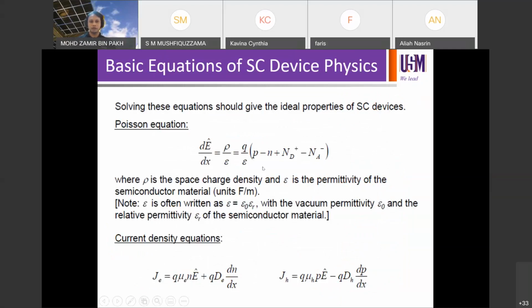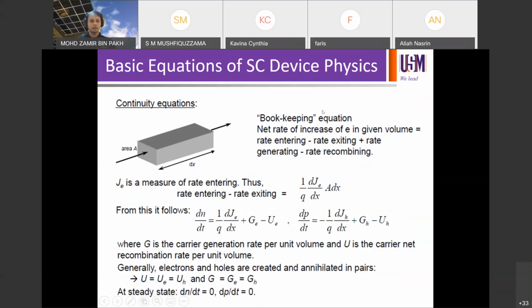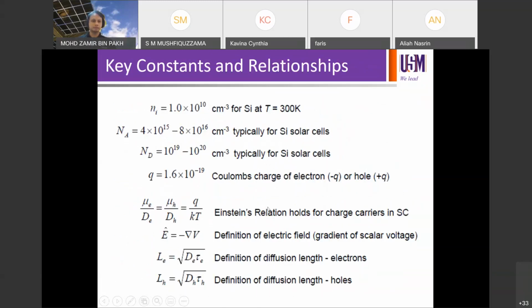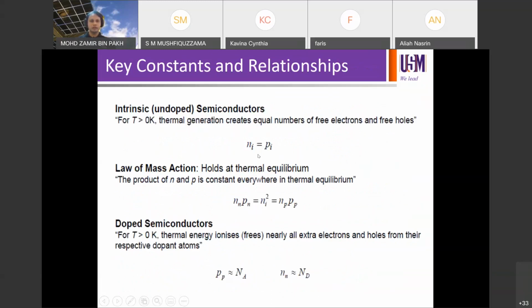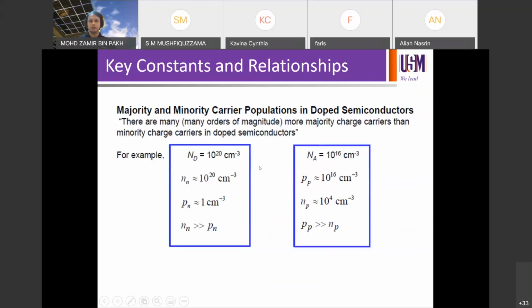So these are some equations that we've learned before. We're going to learn this Poisson equation when we talk about the p-n junction later on. And we've also discussed this current density equation when we talked about carrier transport phenomena, which is dominated by drift and diffusion of both carriers. Then the continuity equation and some symbols. So this is what we've covered so far. A bit of revision, you can have a look at this: intrinsic condition, law of mass action, doped semiconductors for p-type and n-type, and minority carrier population. We discussed this last time.